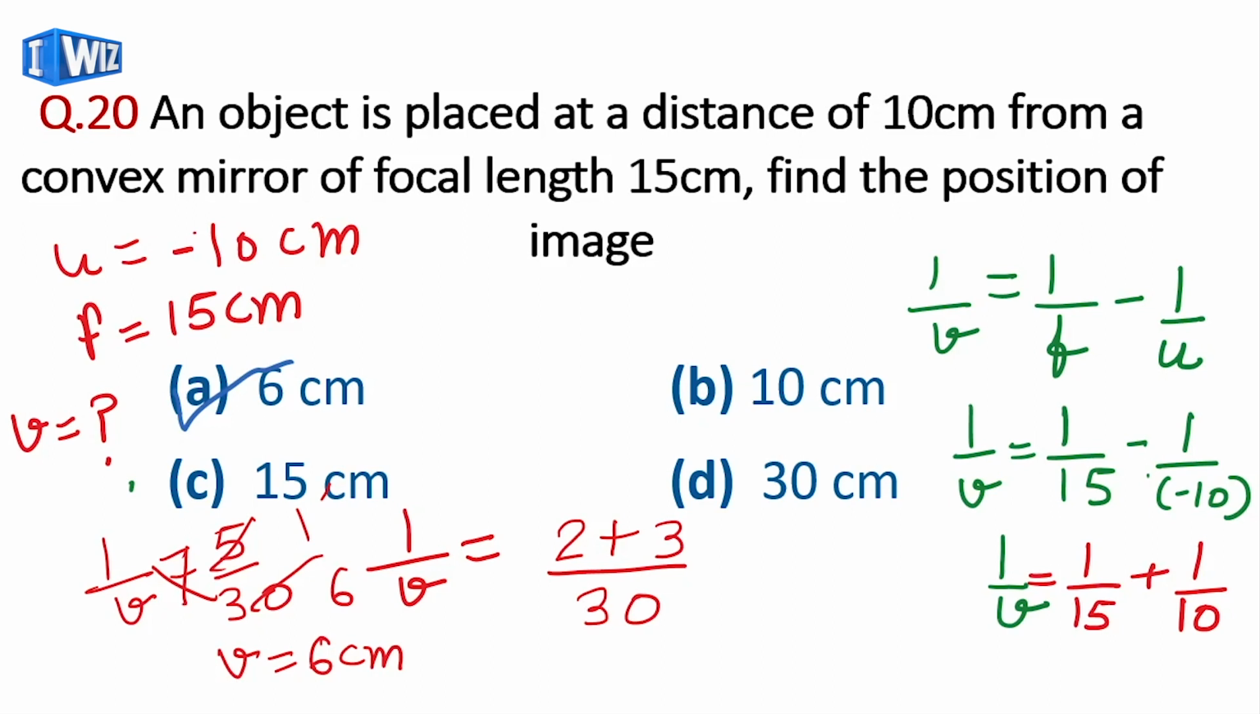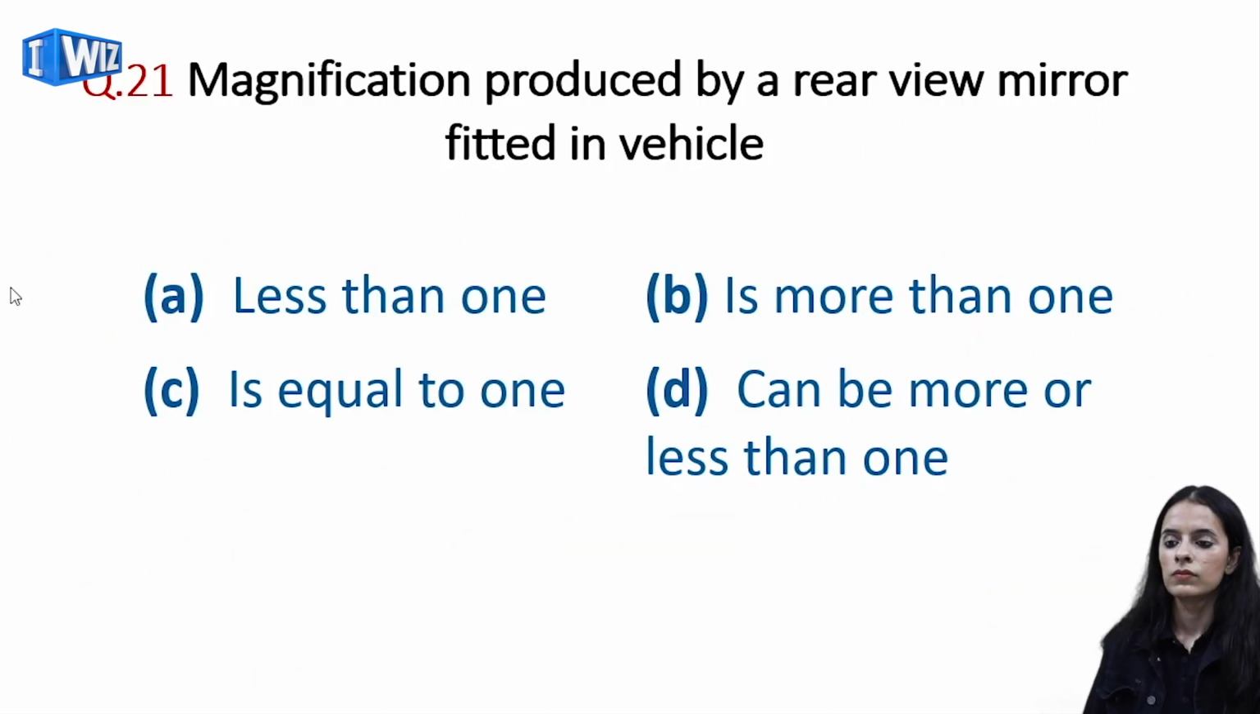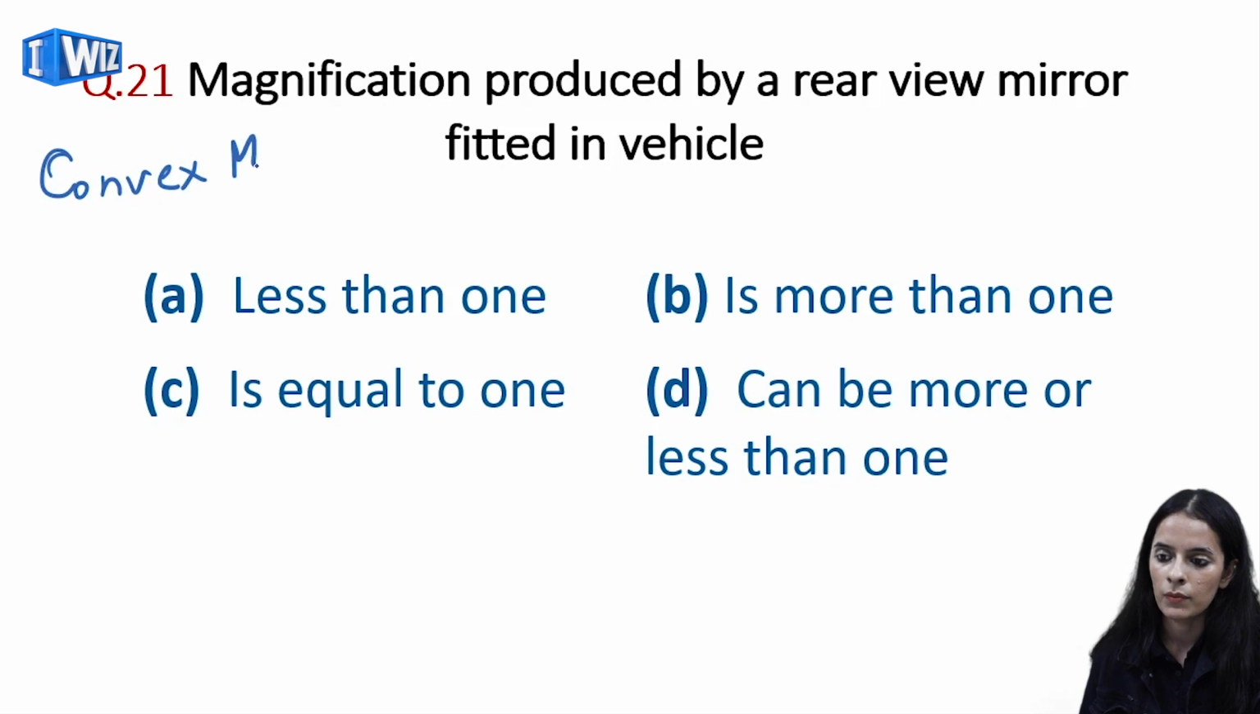Now come to the next question. Magnification produced by a rear view mirror fitted in a vehicle is. So firstly, the rear view mirror, the side mirror of a car, that will give you broader field of view on a small screen. That mirror is called a convex mirror. Broader field of view, wider field of view. So that mirror is convex mirror. So you have to tell the magnification of convex mirror.